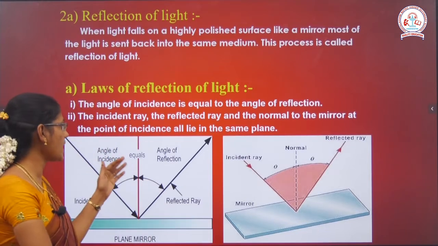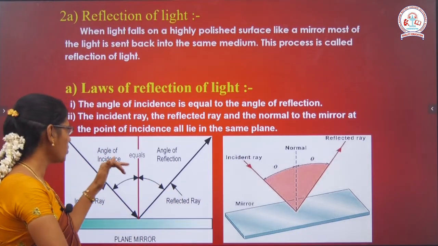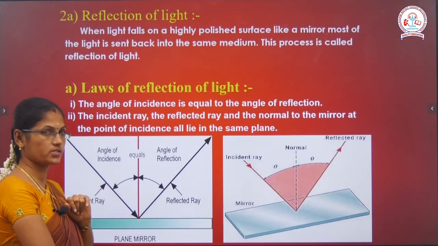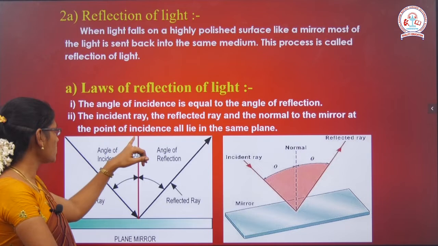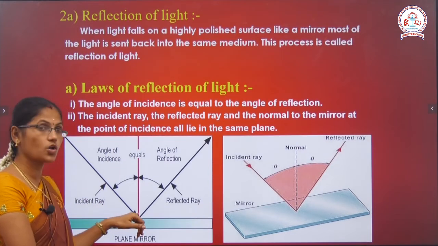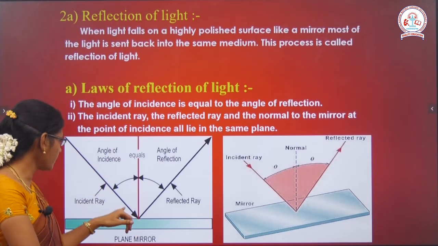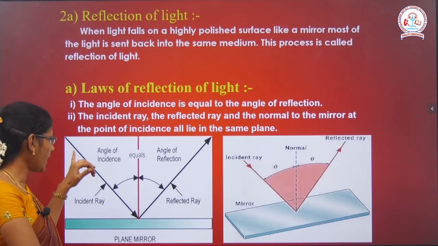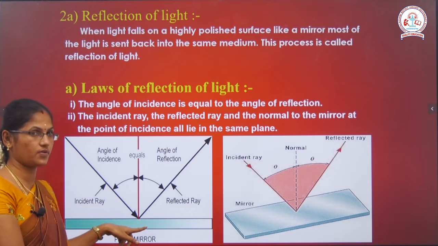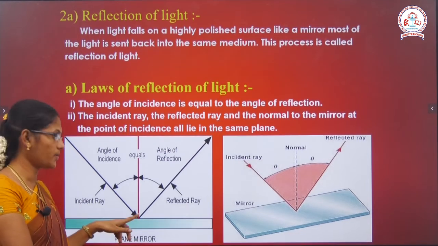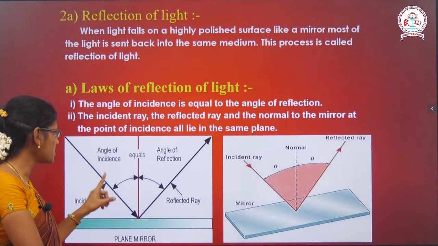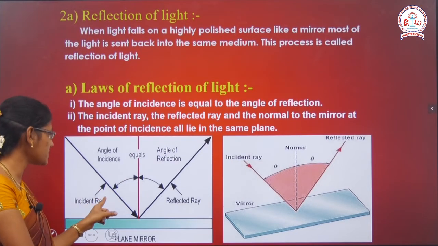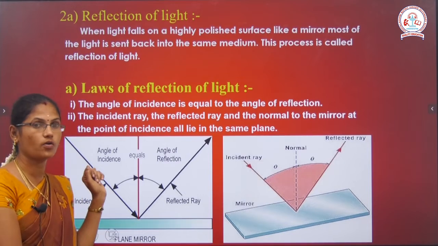Before we enter these laws of reflection, you should know the terms angle of incidence and angle of reflection. So listen, this center line we call the normal line, and this line we call the incident ray. So what is the incident ray? When the light ray falls on the surface, we call it the incident ray. So what is angle of incidence? The angle between the normal line and the incident ray we call the angle of incidence.